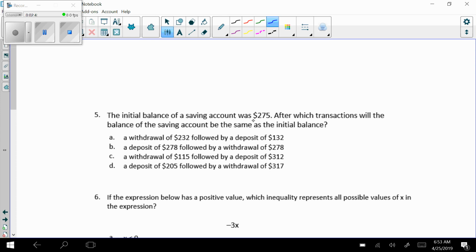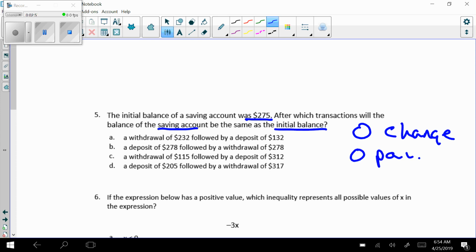The initial balance is $275. After which transactions will the balance of the savings account be the same as the initial balance, meaning 0 change, which means you're looking for a 0 pair. Remember, a withdrawal is a decrease to the amount of money you have. It's taking money out. A deposit is an increase to the amount of money that you have.